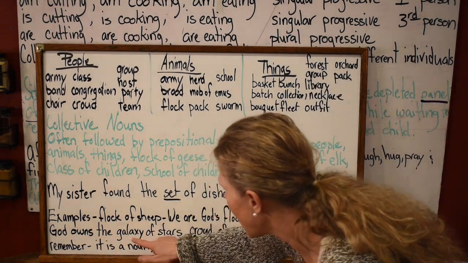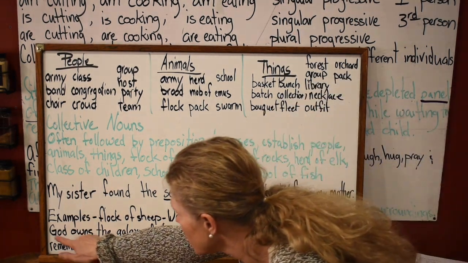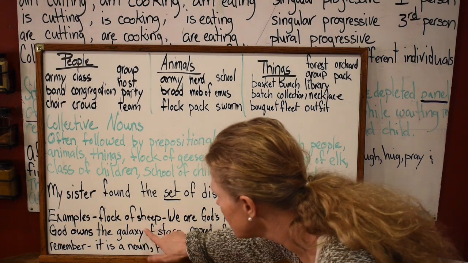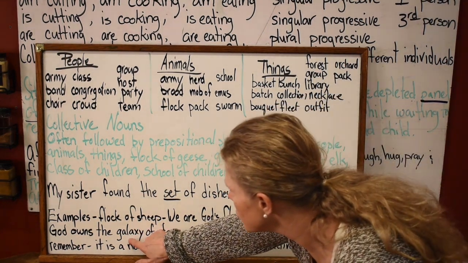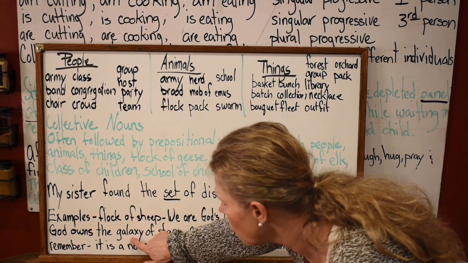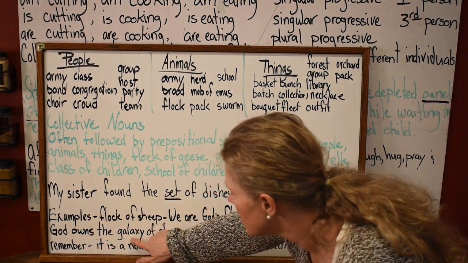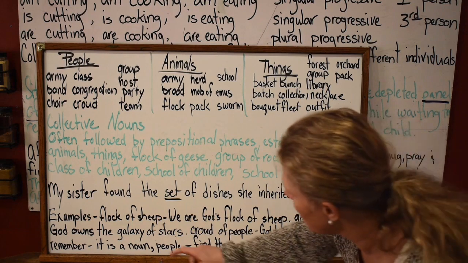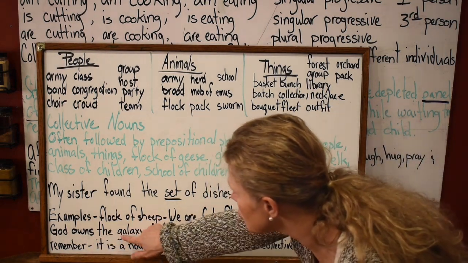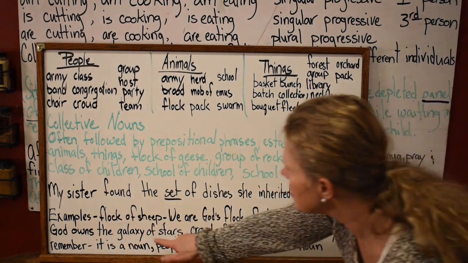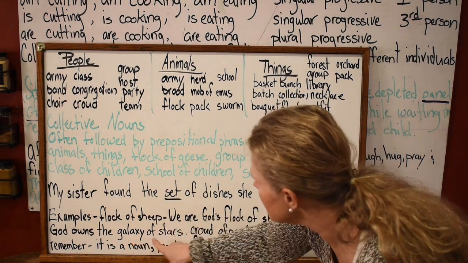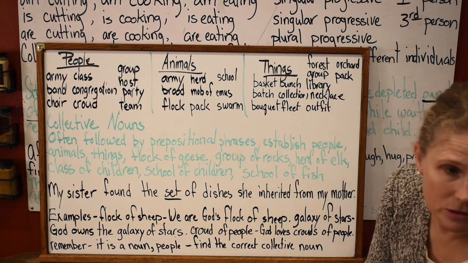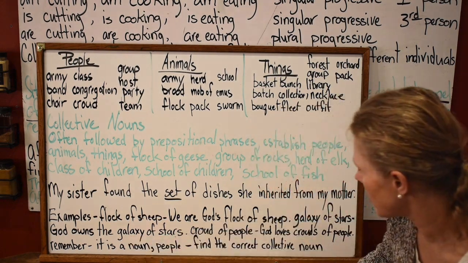So now a galaxy of stars. God owns the galaxy of stars. Do we have to worry about the galaxy right here, whether it's singular or plural? No, because we're using it right here as what position? Direct object. So this is a direct object, so you don't have to worry about it. But look, of stars, your collective noun still has the preposition, so it knows what it's talking about.